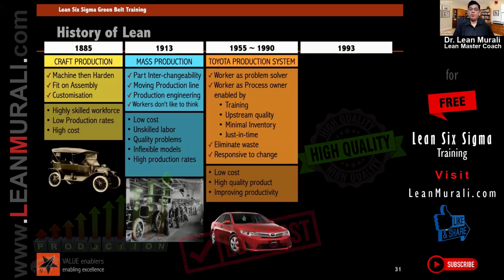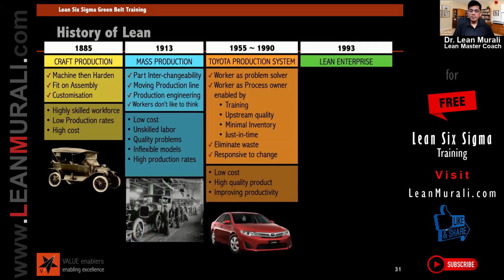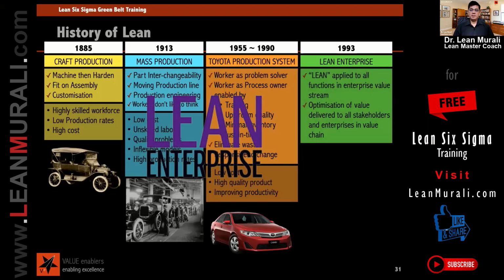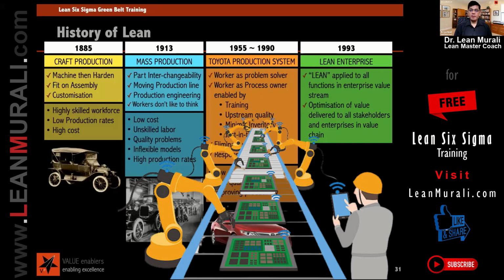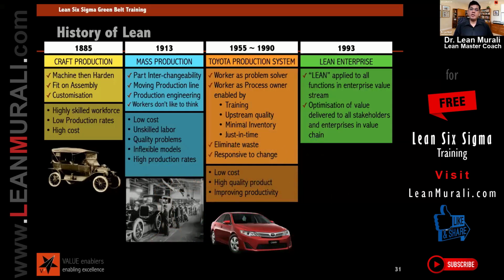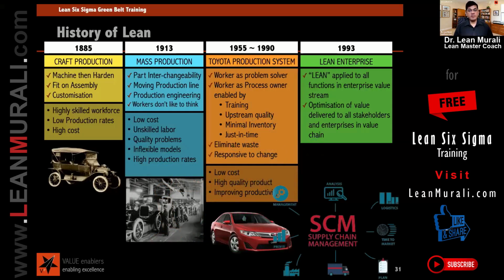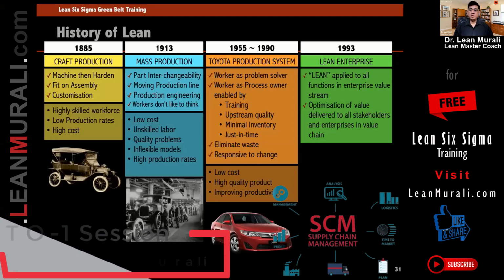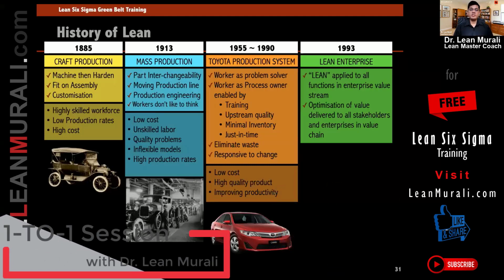Then we came to 1993, where we spoke about lean enterprise. When we talk about lean enterprise, it is not just in manufacturing, but it was applied in all other functions, the supporting functions, and not only the supporting functions but also the supply chain, that is, the suppliers and the customers as well. Optimization of value delivered to all stakeholders and enterprises in the value chain.